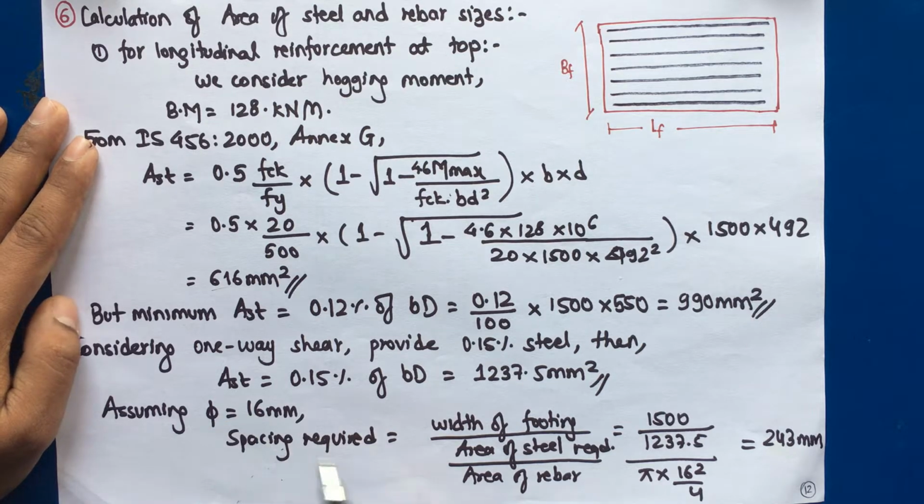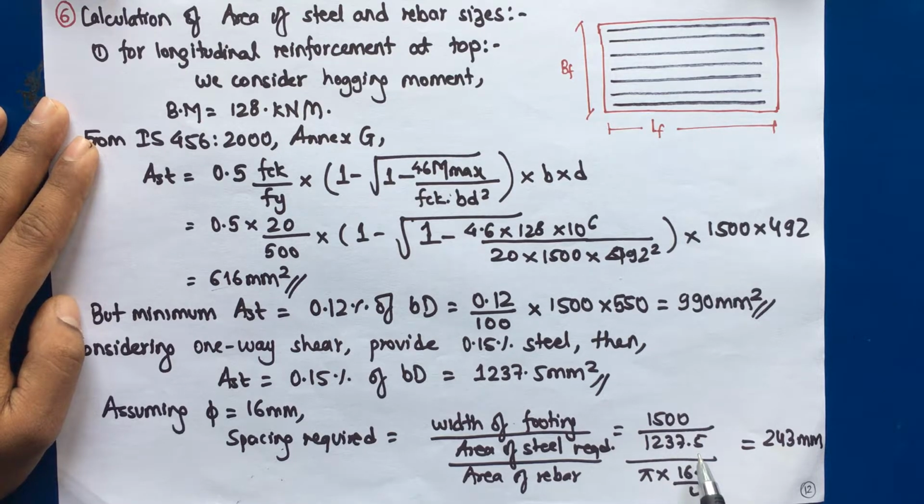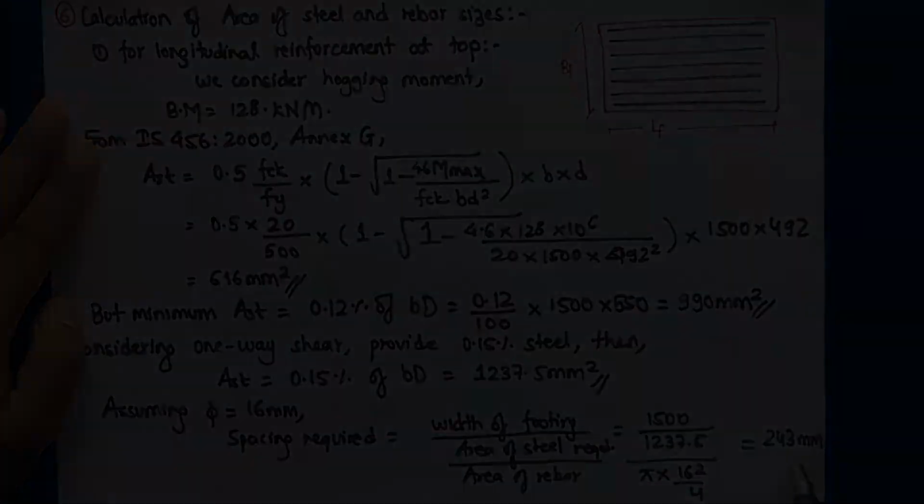So the spacing required will be the width of footing divided by the area of steel required divided by the area of an individual rebar. So 1500 / (1237.5 / (π × d² / 4)). So d is 16, so π × 16² / 4. So this comes as 243 mm.